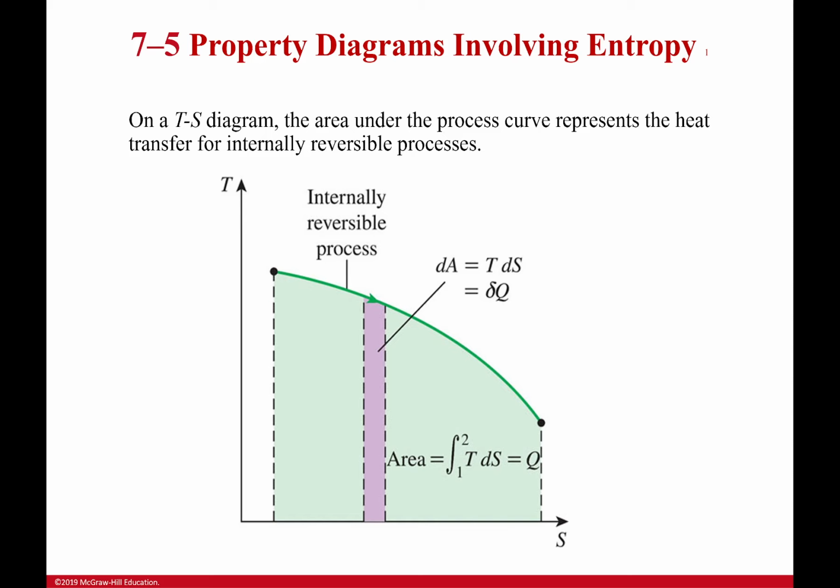Now let's look at our property diagrams again. So here's a TS diagram. Let's say I have a process right here, and this is an internally reversible process. Okay?